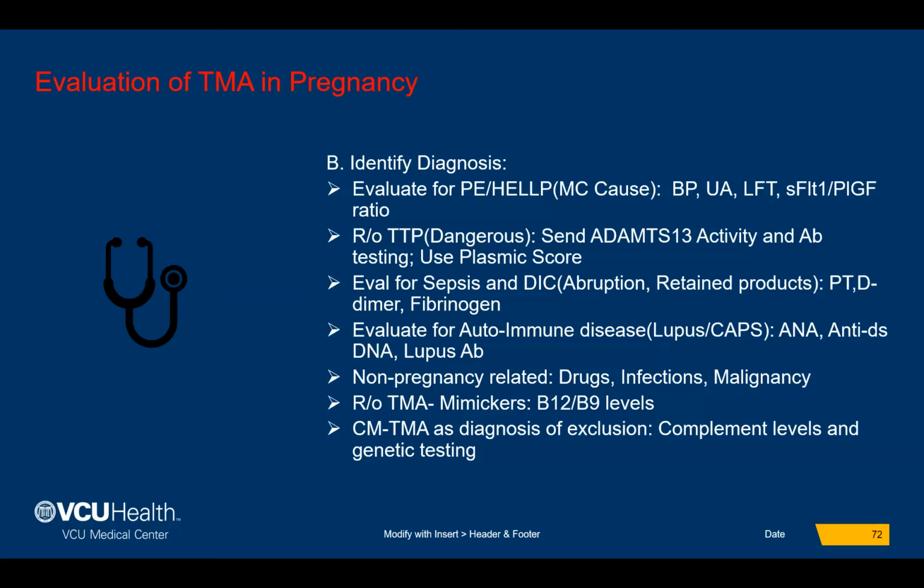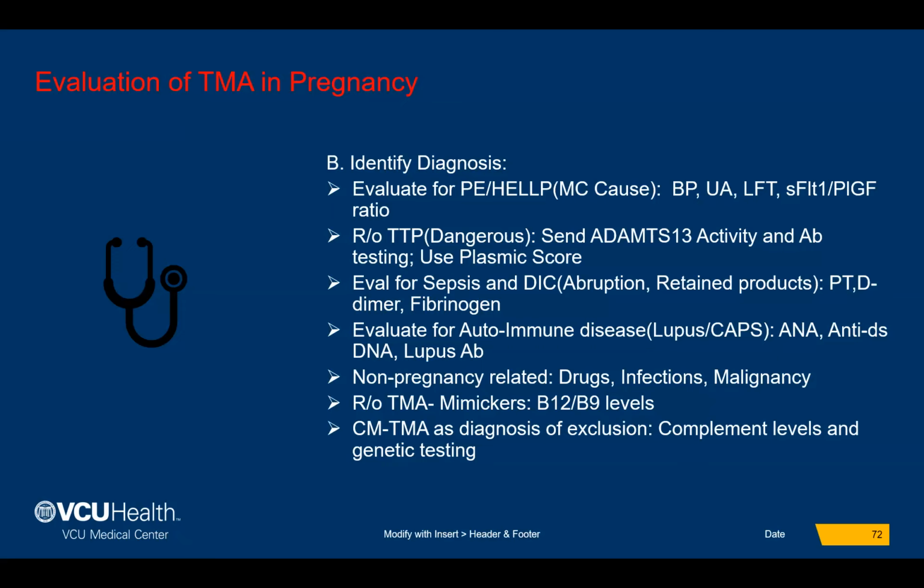And then we think through the process in the order of common, dangerous, should act fast. So common is PE, so you're thinking about checking the blood pressure, UA, liver function tests, and the ratio of the angiogenic factors. You want to rule out TTP, it is dangerous. Send off the activity and antibody, and then use the PLASMIC score. And then if we think that there is a relatively high risk, you pull the trigger on doing a plasma exchange. And then we can continue our workup, because that's very important. Then we look for other causes: sepsis, DIC, any history or evidence of autoimmune process, any drugs, infections, and never forget about B12 deficiency, because B12 deficiency is kind of like a pseudo TMA.